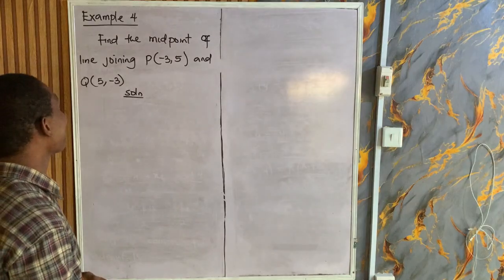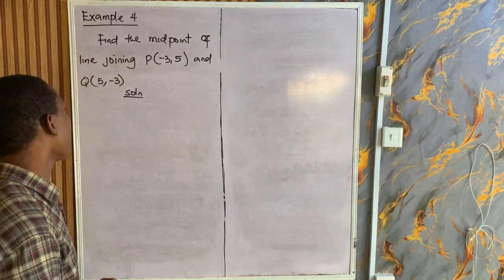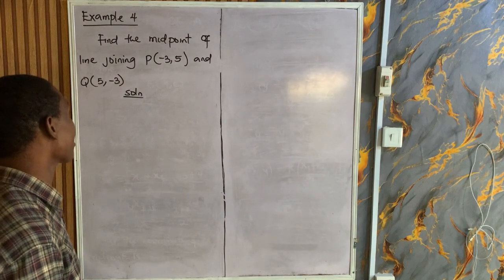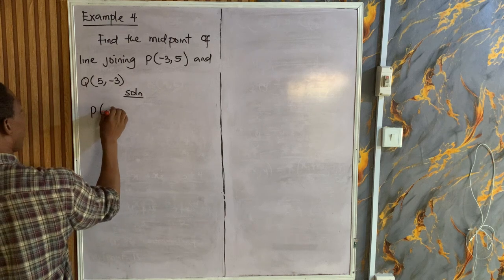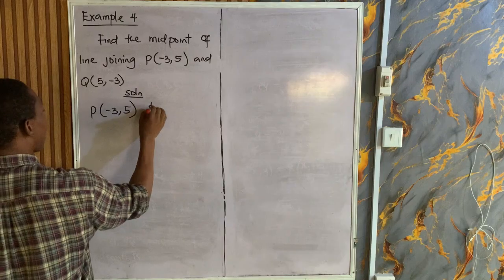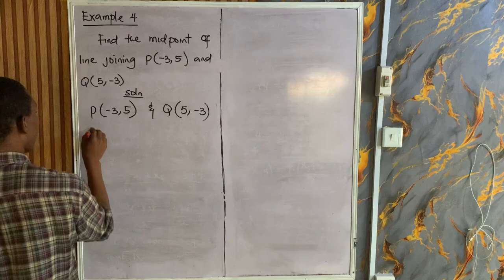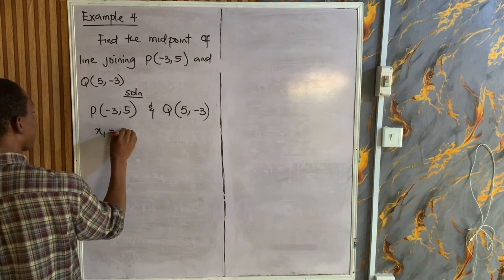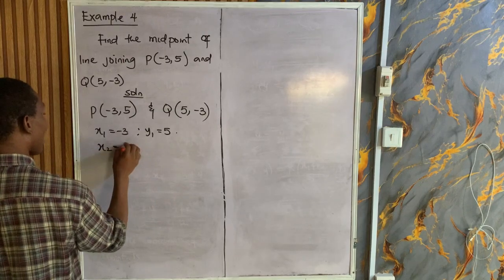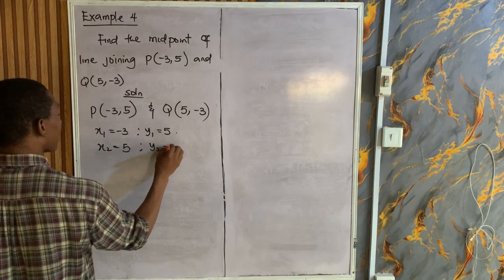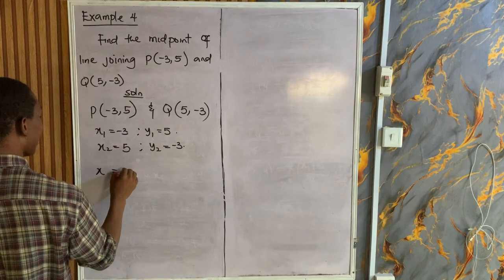Example 4. Find the midpoint of the line joining P, which is minus 3, comma, 5, and Q, 5, comma, minus 3. Solution. Here we are given our P, minus 3, comma, 5, and we are given our Q, 5, comma, minus 3. And so our x1 is minus 3, y1 is 5, x2 is 5, y2 is minus 3.